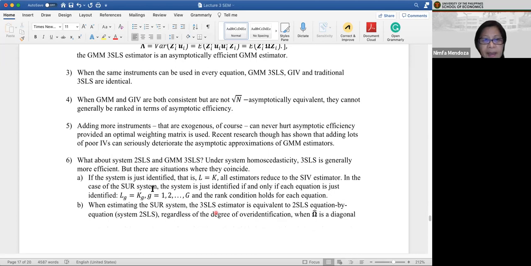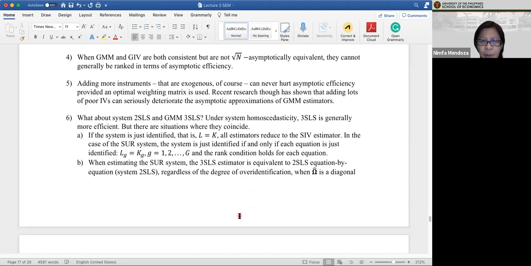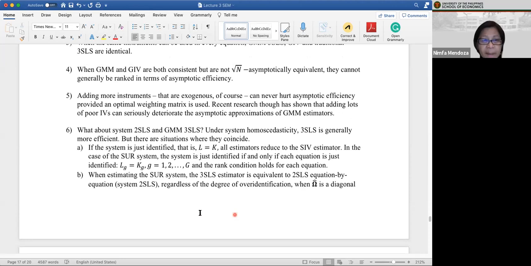What about system two-stage least squares and GMM three-stage least squares? Under system homoscedasticity, three-stage least squares is generally more efficient. But there are situations where they coincide. So these are two cases where they coincide. One is if the system is just identified, that is L is equal to K, all estimators reduce to the SIV estimator.